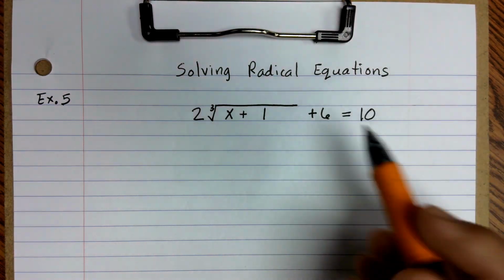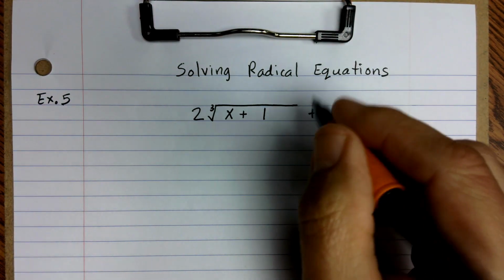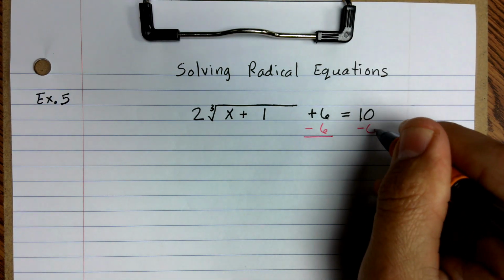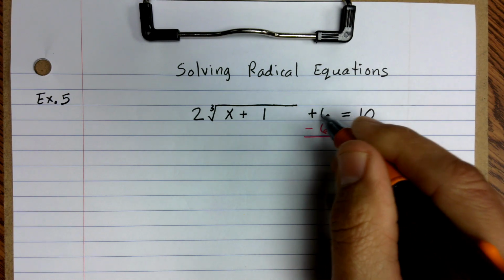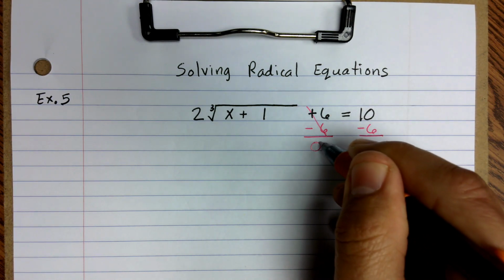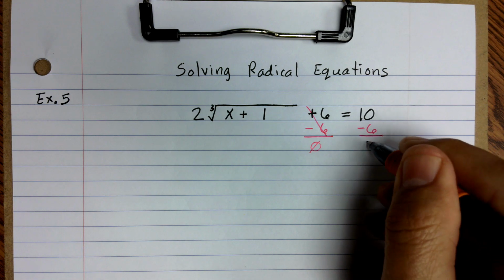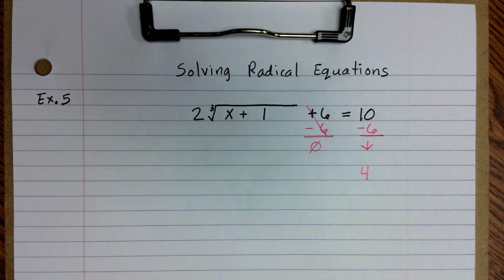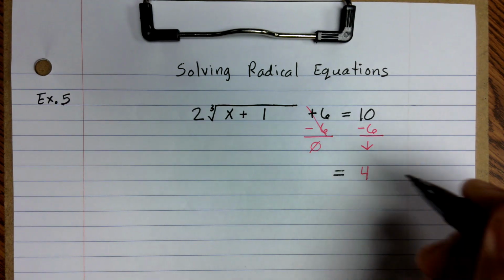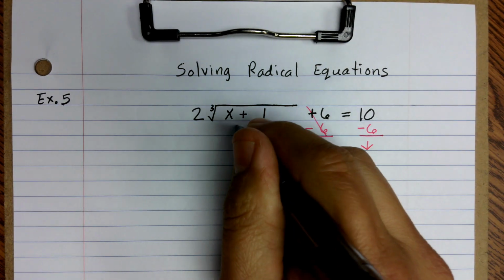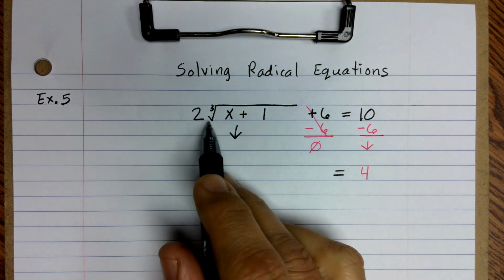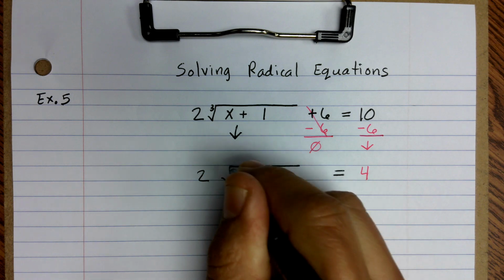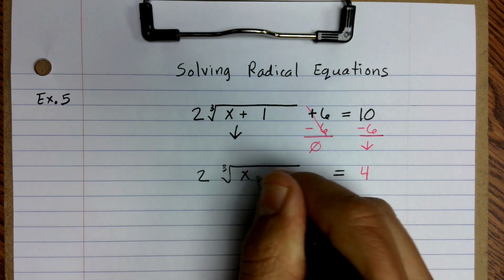So the first thing that I would do is go over here to this positive 6 that's being added, and we're going to subtract it. We do need to subtract it from both sides because right now it's adding. That zeroes it out on the left side, and 10 minus 6 is going to simply leave me with 4 on the right side of my equation. I'm going to bring down my equal sign, and bring down 2 times the cube root of x plus 1.